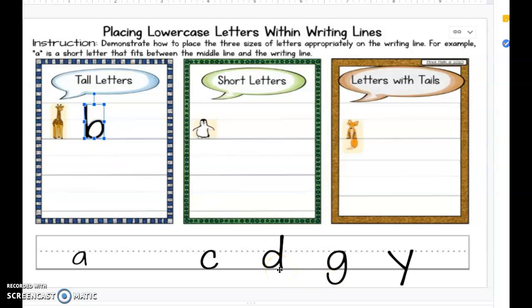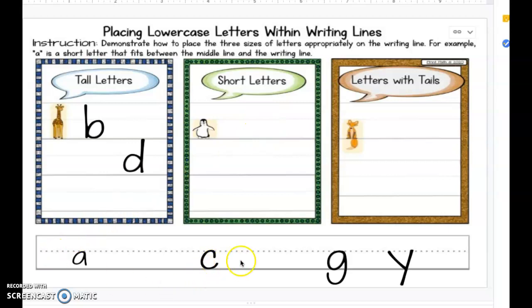The next tall letter I see is D, and Miss Gann would place it right there, just like the top is touching the top line, the bottom is touching the bottom, and of course our bubble is right on the dotted. Now we're moving to short letters. Short letters, remember, would start at the dotted line and go to the bottom.